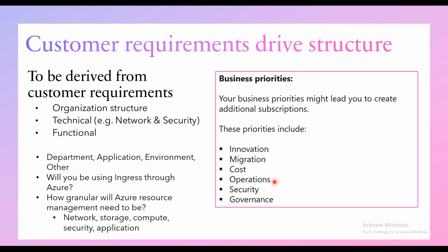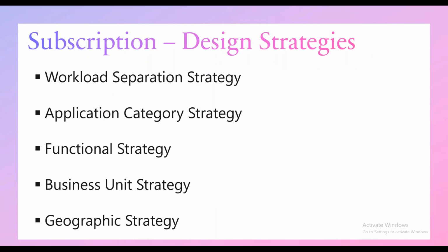There will also be more subscriptions when it comes to security and governance, where some application needs a business critical touch. For example, it might have to adhere to GDPR restrictions, or follow SOX compliance, HIPAA compliance, or PCI requirements. Those applications have to be placed into a separate subscription to deal with the security and governance. So at the end, the customer requirements will drive the subscription structure, or the subscription model. There are many strategies available, and these are the 5 strategies which can suit different business requirements.